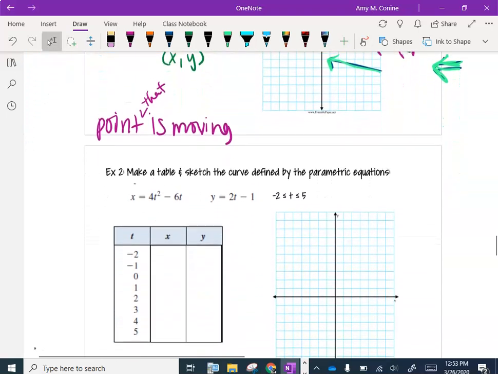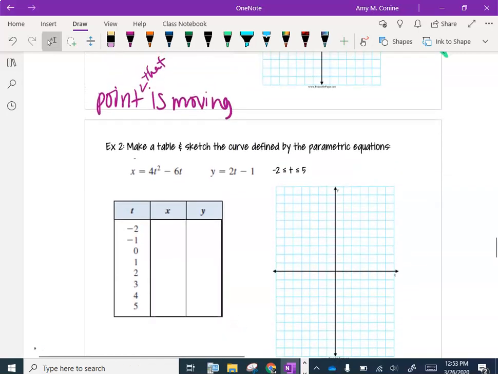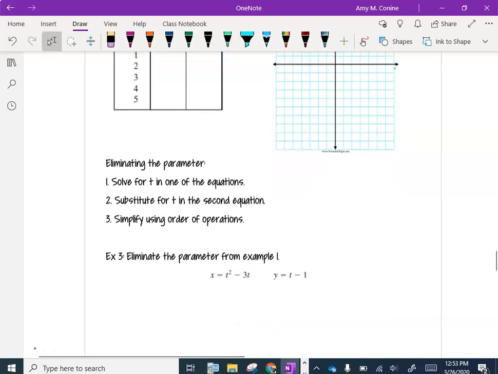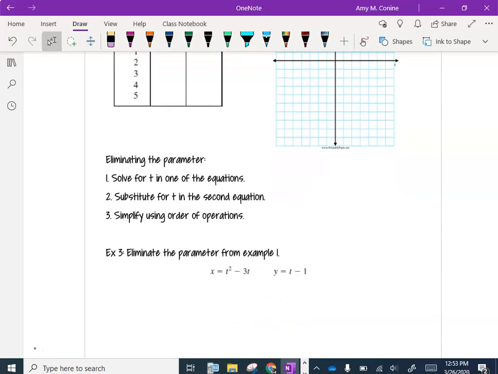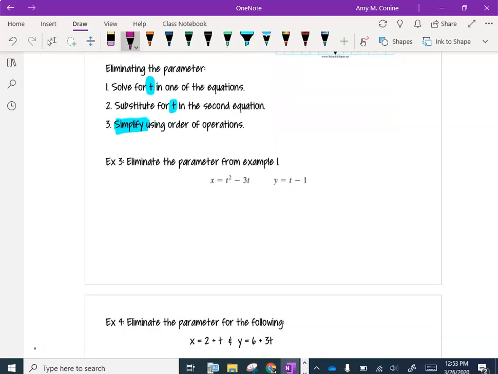So I will have you do example 2 on your own. This part you will do in your Edpuzzle, so we're not going to do that one together. I want to jump down to eliminating parameters. When we do that, we're going to solve for t in one of our parameters, so one of our equations. We're going to substitute for that t in the second equation, and then we're going to simplify. So this is what we're going to do. Example 3, we'll do it together so you can see it.